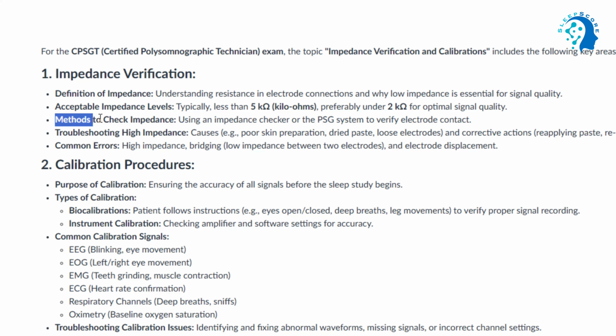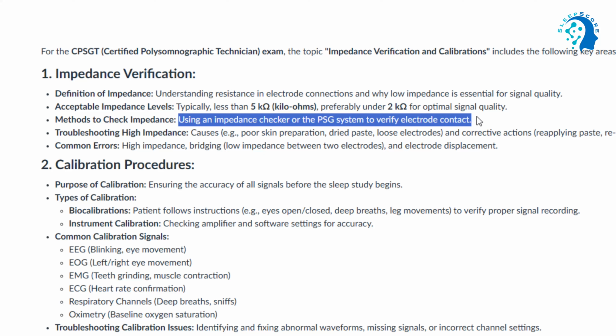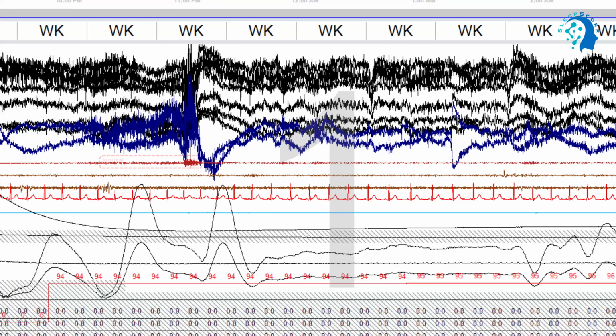It says methods to check impedance. Now how can we check the impedance? It says using the impedance checker or PSG system to verify electrode contact. So that one is when you're running the study. When you're running the study, there is an impedance checker on the screen.